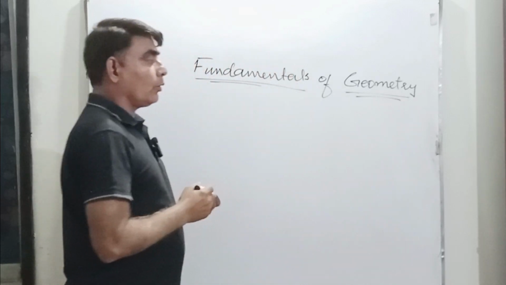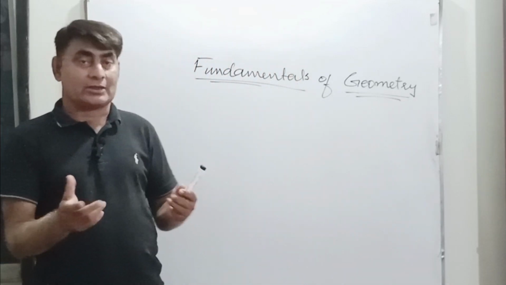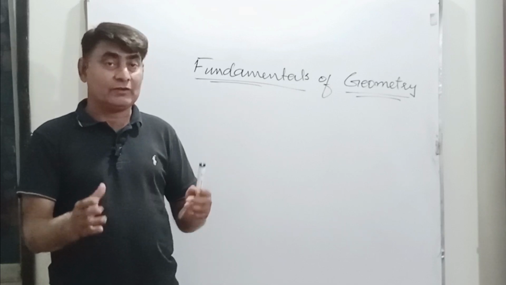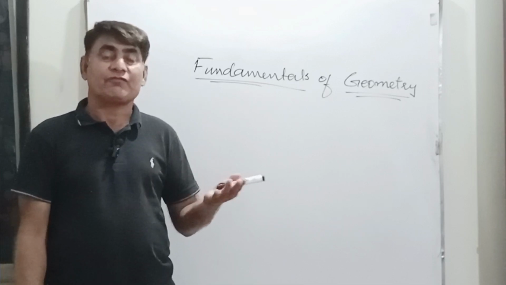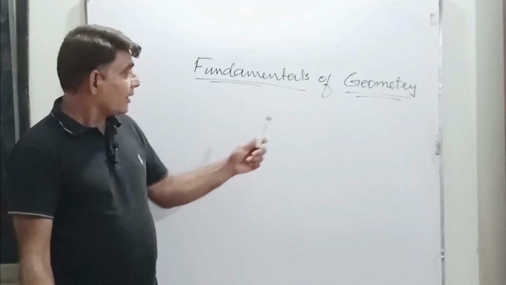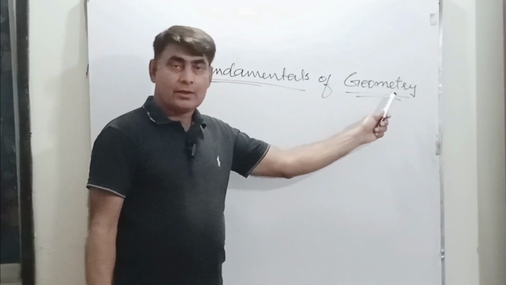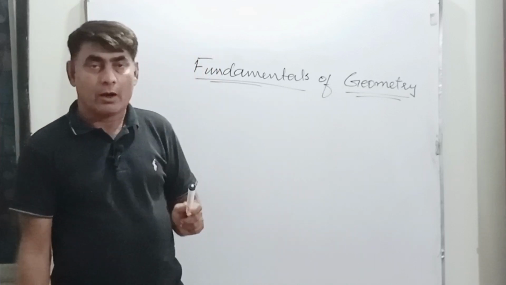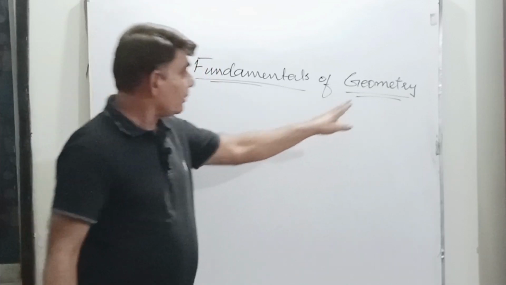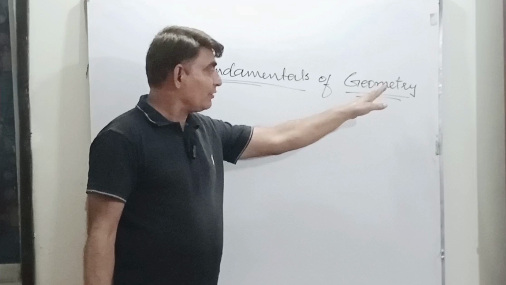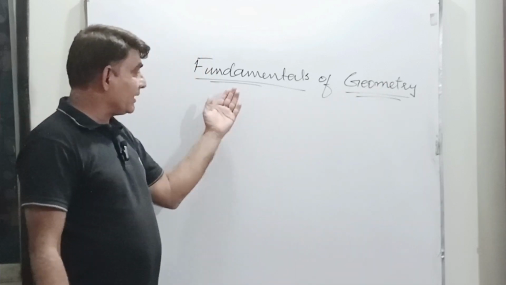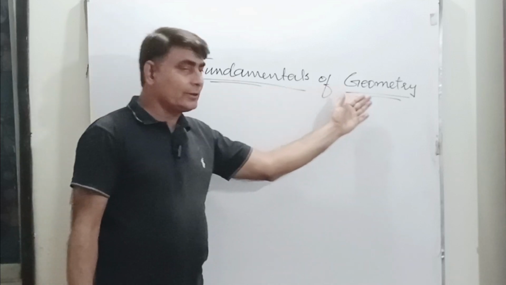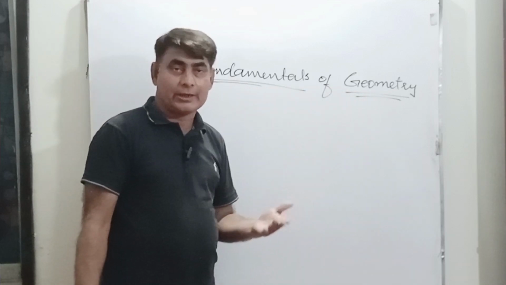Meaning to say we are going to discuss a specific branch of mathematics in which we deal with the measurement of different shapes. The word geometry: geo means shape and metry comes from metria, which means measurement. So the measurement of shapes, and we will discuss basic terms and elements related to measurement of shapes.